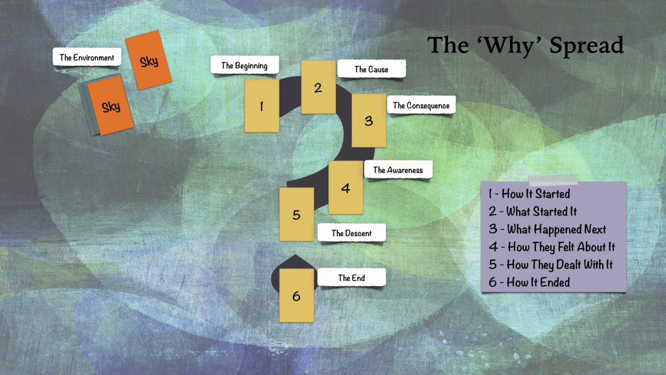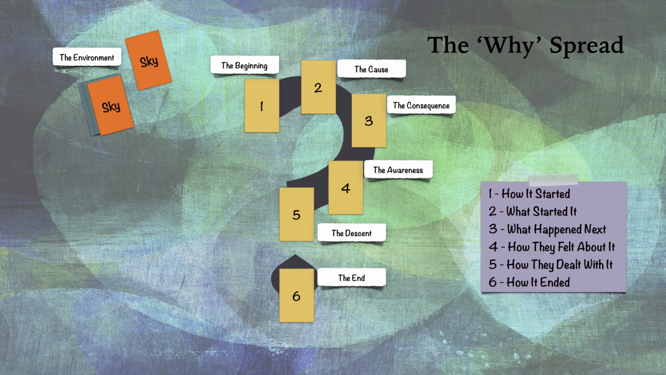Because why? And the spread uses 6 cards. The sky cards, as you know, which are there on the top left of the screen, are cards from the bottom and top of the deck. I'll show you when I do the example what I mean by those sky cards. They are the environment in which situations are happening, and the big picture going on. And then of course we have the actual spread, which has 6 positions.